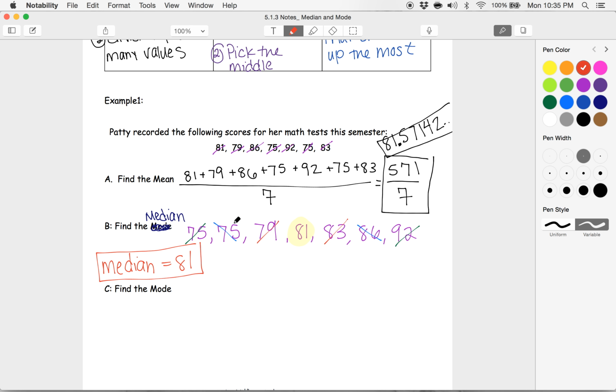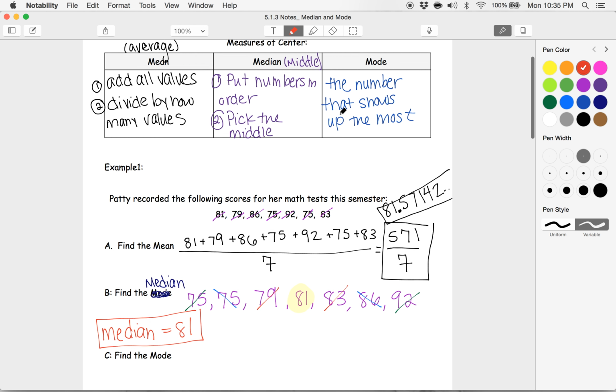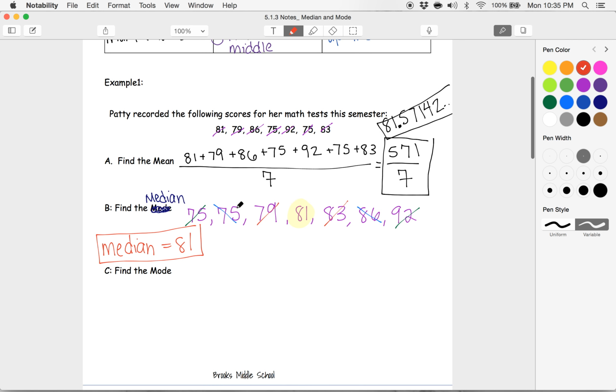All right. And the last thing I have is my mode. Mode means it's the number that shows up the most, which means it's the number that repeats the most amount of times. Well, when I look at my list, it looks like 75 is my only repeat, so my mode is 75. So what you just did, ladies and gentlemen, is you found all the measures of center. Measures of center are your mean, your median, and your mode.